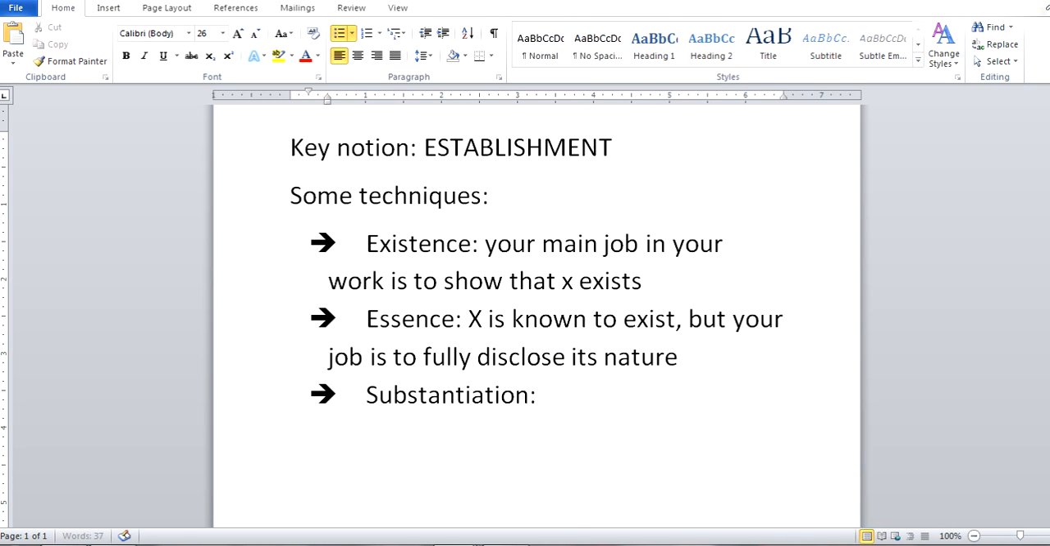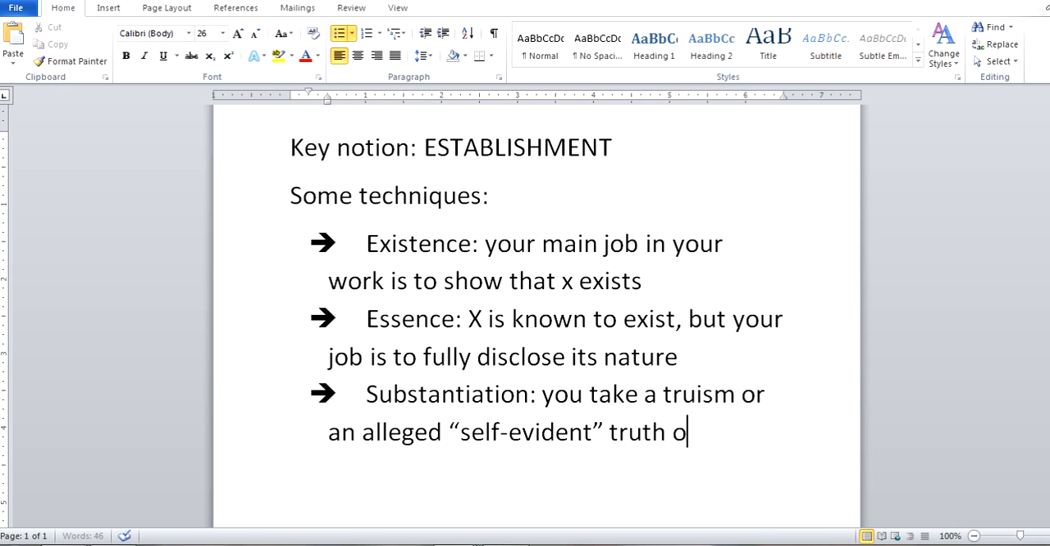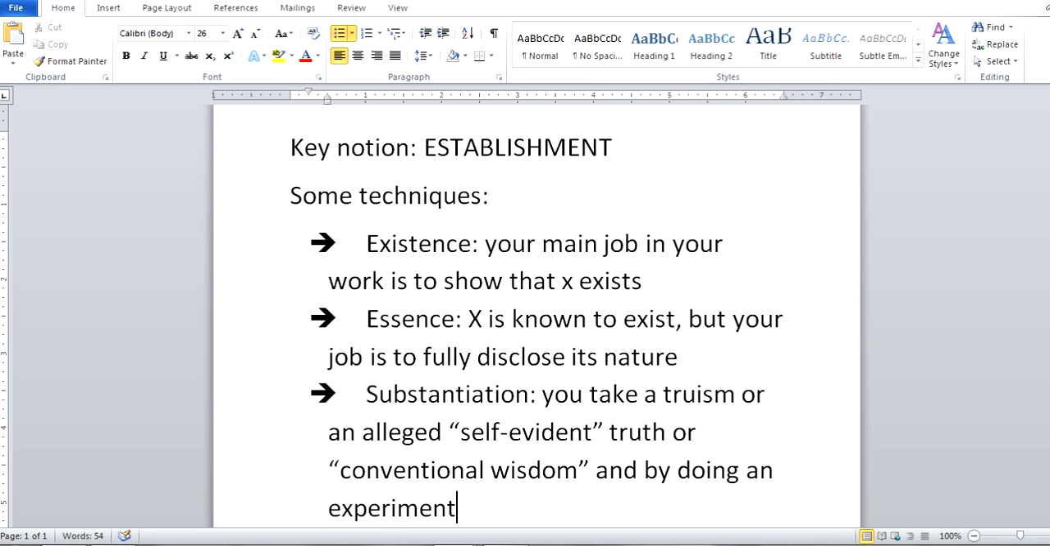Now, substantiation is when you take a truism or an alleged self-evident truth, or something like common wisdom, conventional wisdom, and do an experiment. By doing an experiment, you provide empiric support for it.